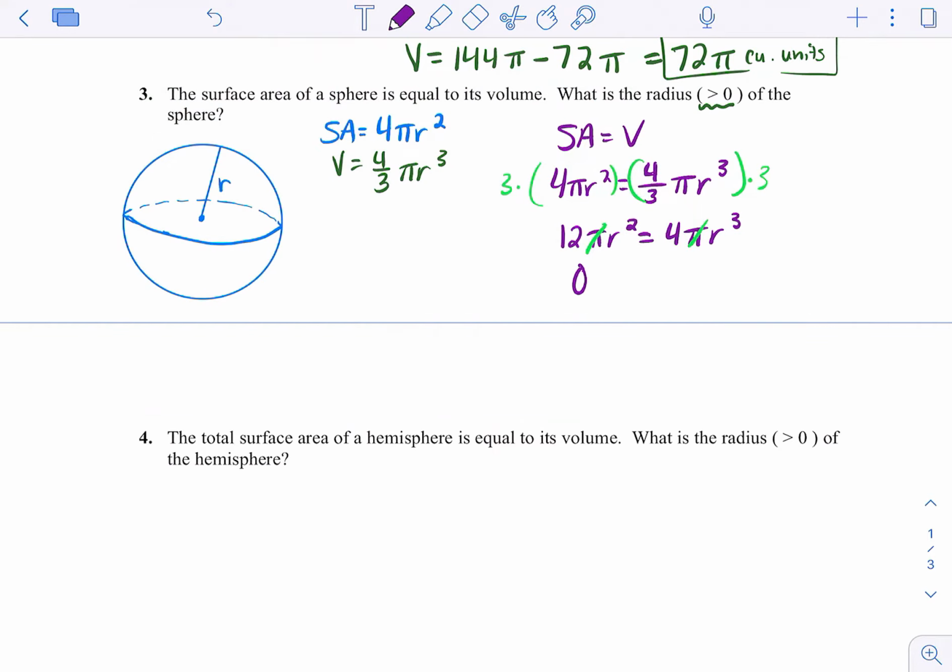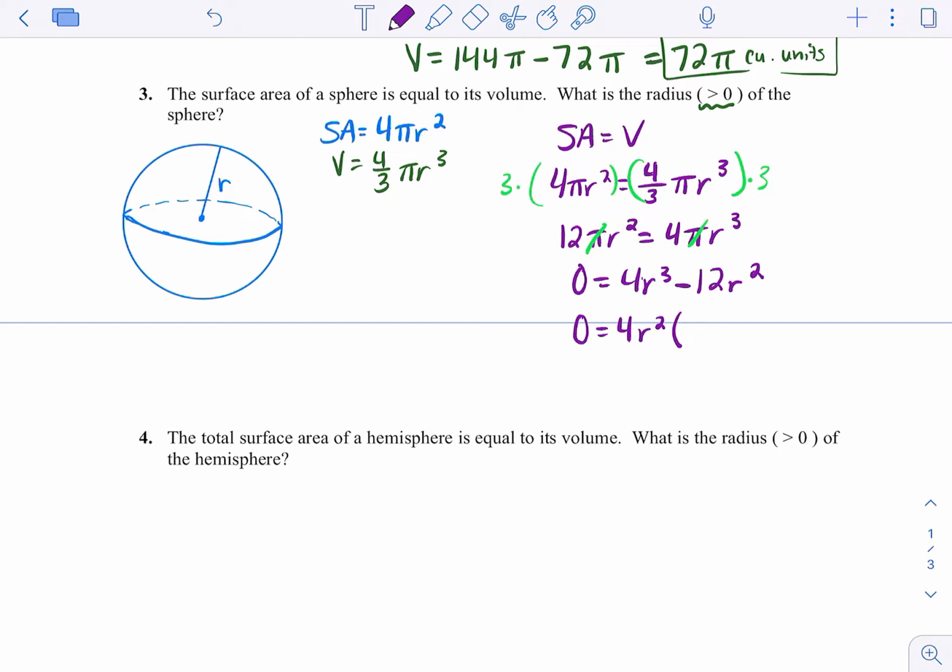And this leaves us with 0 is equal to 4r cubed minus 12r squared. So now, rather than dividing, we are going to use a common factor, greatest common factor, and factor that to the front. So what do they have in common? Both of those terms, the 4r cubed and minus 12r squared, have a multiple of 4 in common and a multiple of r squared in common. So when we factor that, we write it in the front, and then we multiply by whatever is left over.